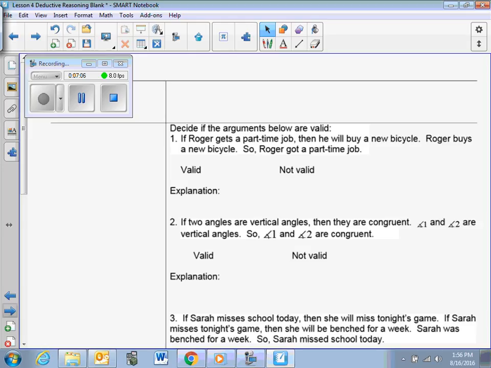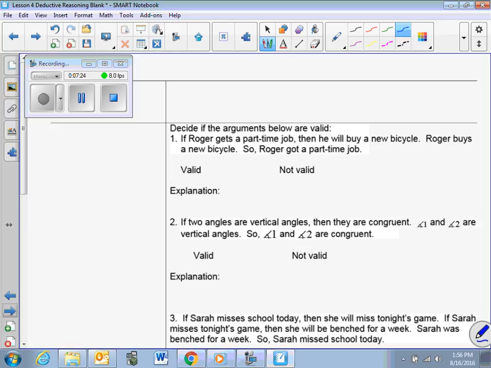Okay, now here's something we'll be doing a lot of. Look at an argument and decide if it's a valid argument. And when we say is it valid, we mean does it follow the rules of logic? If Roger gets a part-time job, then he will buy a new bicycle. Roger buys a new bicycle.